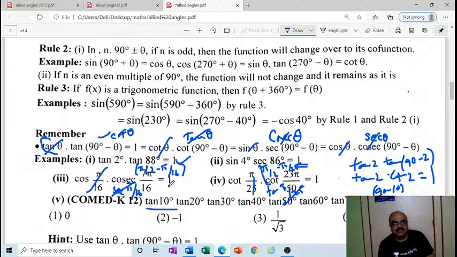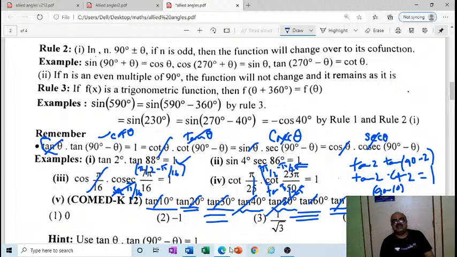They cancel. Tan 20, tan 70, they cancel. Tan 30, cot tan 60, that will cancel. Tan 40 and tan 50, they cancel. It is equal to 1 into 1 into 1 into 1. It is 1.